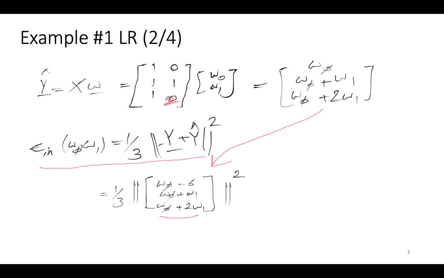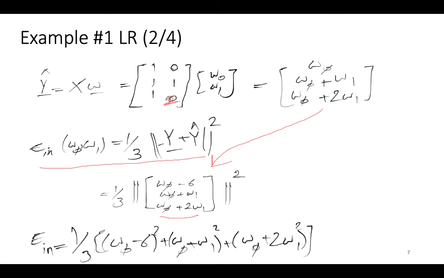All right. Okay. Now, if you expand this norm, right, you're going to have 1 over 3 times (w0 minus 6) to the power of 2, plus (w0 plus w1) to the power of 2, and then (w0 plus 2w1) squared, right? Now, the task is how to minimize this. Let's first visualize what we're going to see here, right?